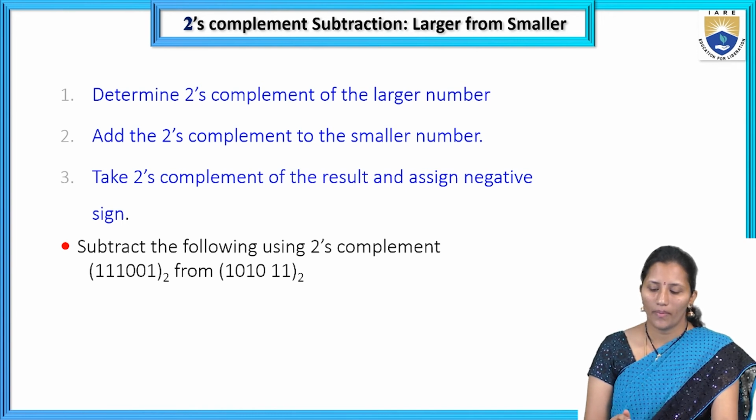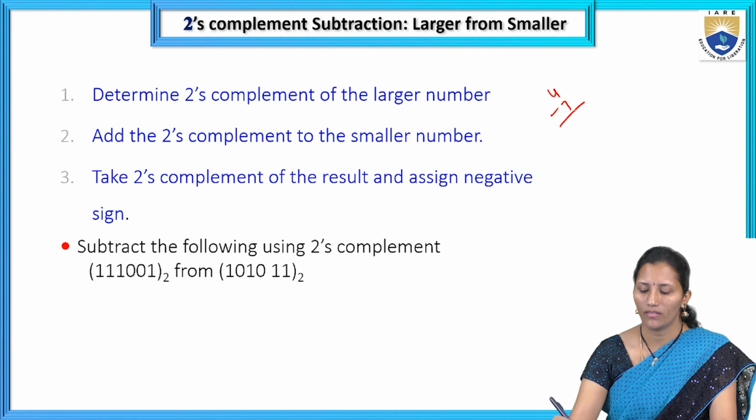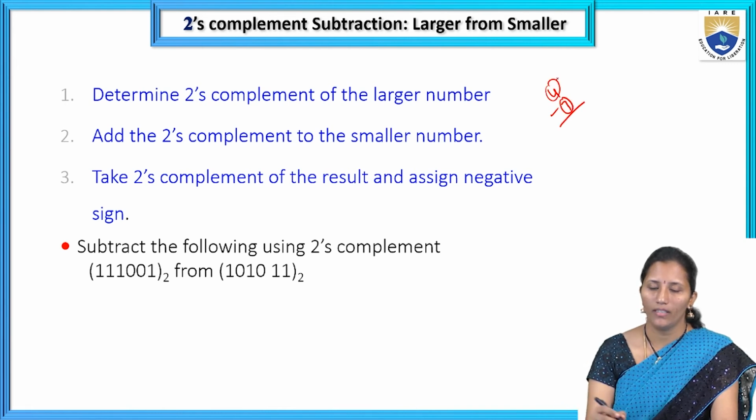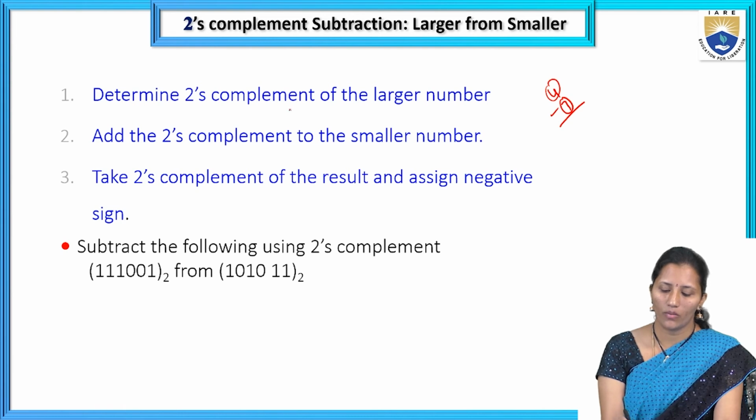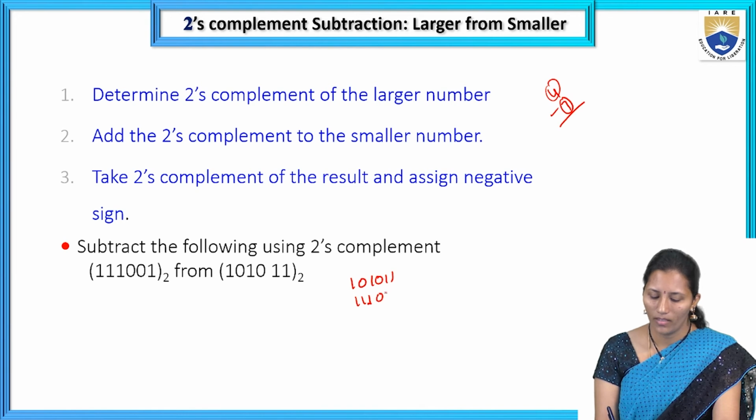2's complement subtraction, larger from the smaller, that is 4 minus 7. So we have to subtract a larger number from the smaller number. The procedure is: determine the 2's complement of the larger number, add the 2's complement to the smaller number, take the 2's complement of the result and assign a negative value. So here, from 1, 0, 1, 0, 1, 1, we have to subtract 1, 1, 1, 0, 0, 1.